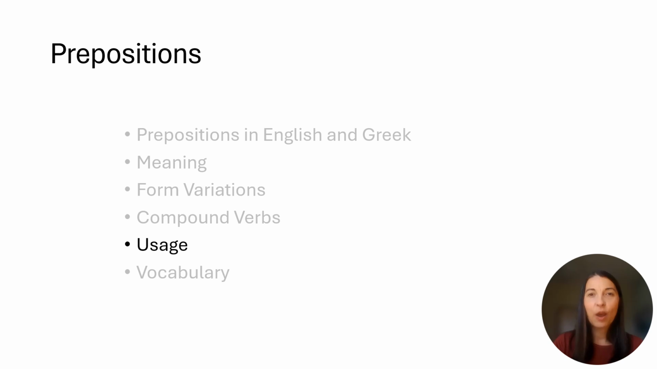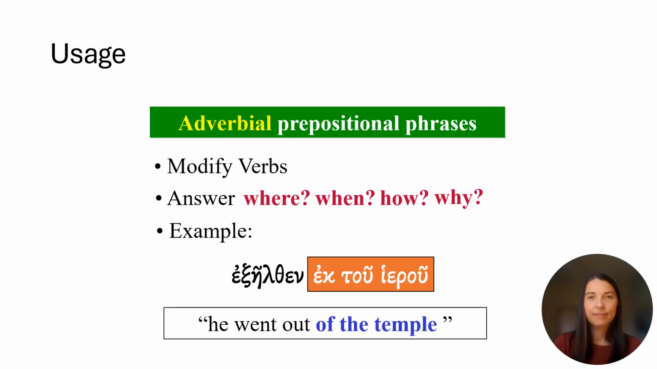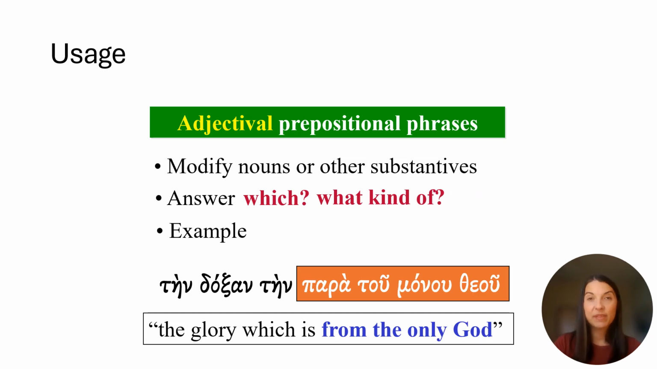Now let's take a look at how prepositions are used. Adverbial prepositional phrases can modify verbs. They answer the question where, when, how, why. So an example here, exelthein ek tou hieru. He went out of the temple. Adjectival prepositional phrases can modify nouns or other substantives. They answer which or what kind of. So an example, te doxein, te para tou monou theou, the glory which is from the only God.